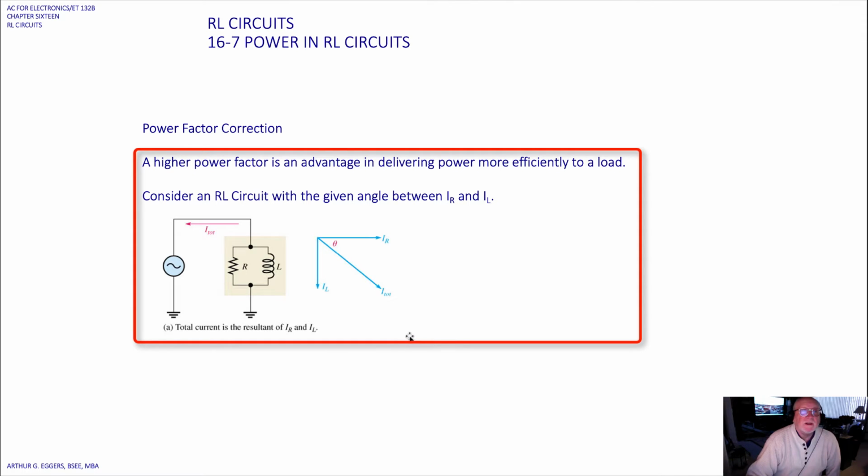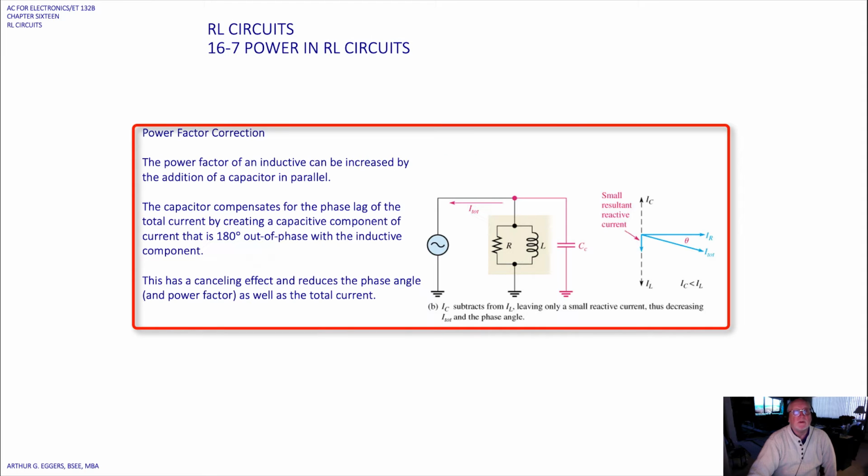Power factor correction then. A higher power factor is an advantage in delivering power more effectively to a load. Consider this RL circuit with the given angle between the current through the resistor and the current through the inductor. Again, we rely on our phasor diagram here to get an idea of what we're looking at phasorially in terms of the angle. So we've got a simple little parallel circuit here with the current total.